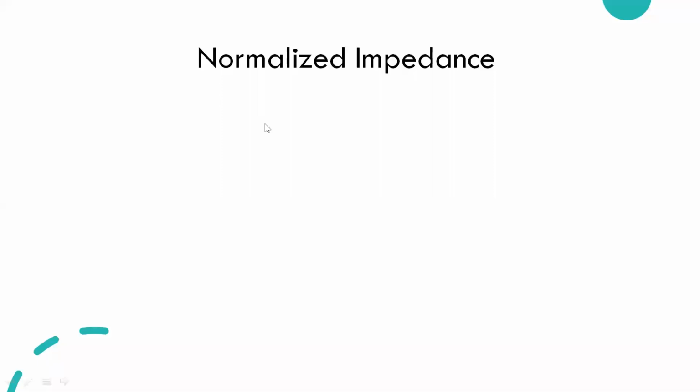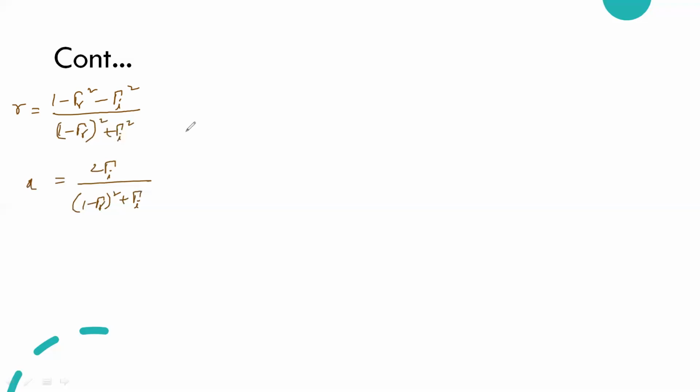So we're going to continue for that. That is, r value and x values have been determined. r will be equal to 1 minus gamma r square minus gamma I square, that was defined in the previous slide, divided by 1 minus gamma r whole square plus gamma I square, because the denominator term is the same, there is no change in it. And x equals 2 gamma I divided by 1 minus gamma r whole square plus gamma I square. Okay.